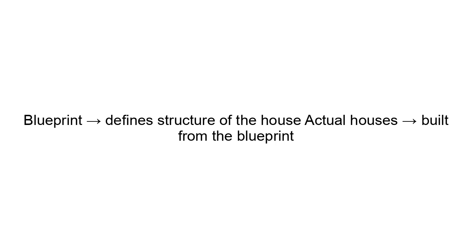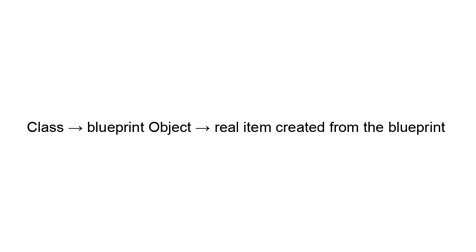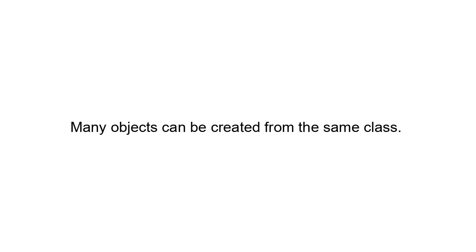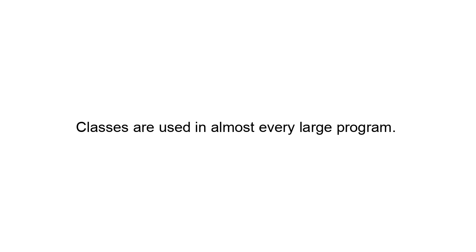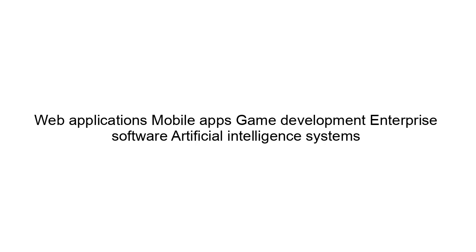Real-life analogy. Classes are like blueprints used to build houses. Example. Blueprint means defined structure of the house. Actual houses means built from the blueprint. So, class means blueprint. Object means real item created from the blueprint. Many objects can be created from the same class.